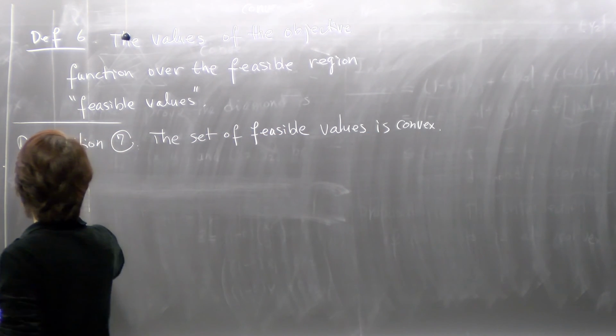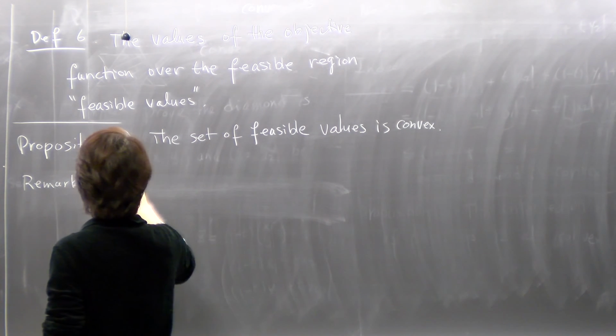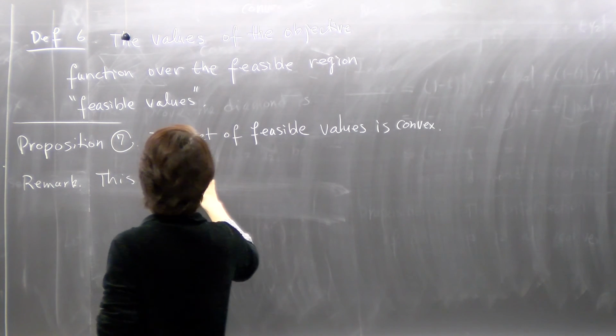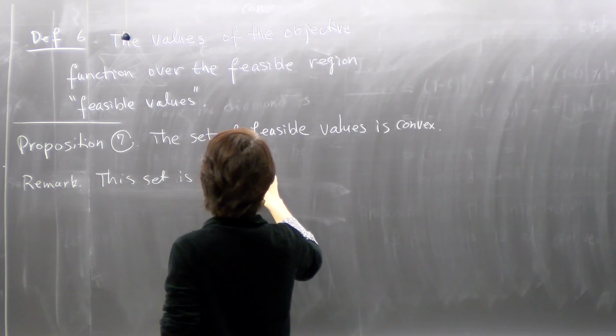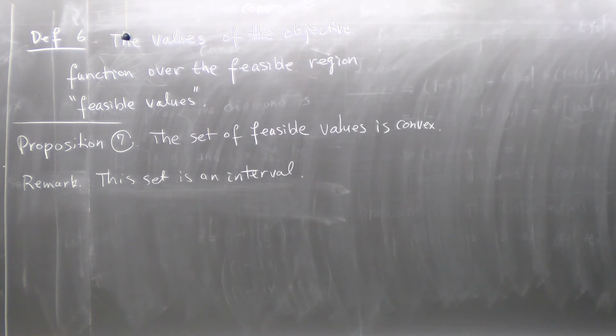So let's put a remark before we prove it. Remark: this means this set is an interval. It might be a bounded interval if your objective function is bounded above and below, or it could contain a half ray that is not bounded above or not bounded below, but it will not be a union of several distinct intervals that are not connected. All right? Is it clear?